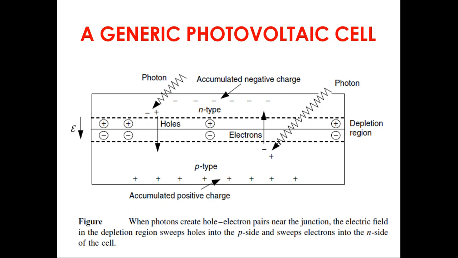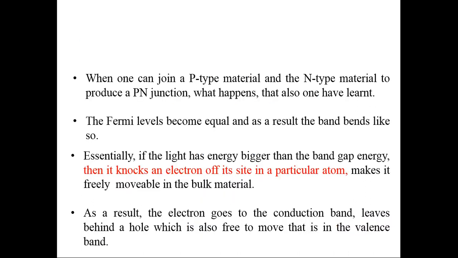So this is a very small structure because it's a cell. If we talk about joining the p type of material with the n type of material, that we have also learned. When we talk about the joining of these two, there will be a case known as the Fermi level. When the Fermi level becomes equal, as a result the band bends.